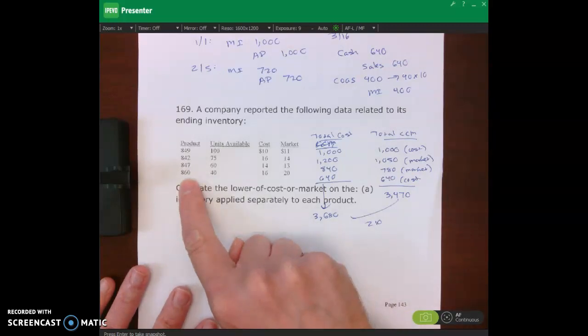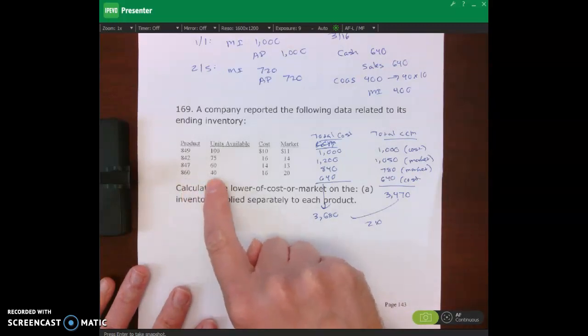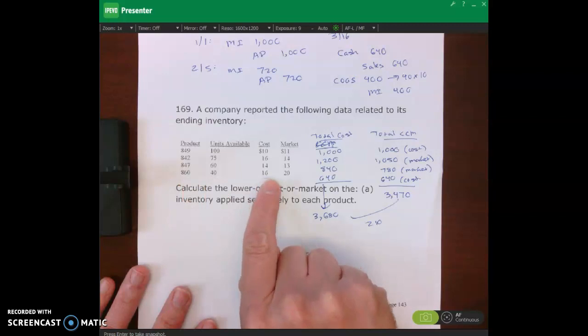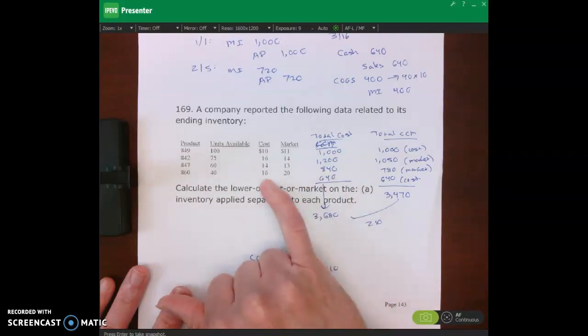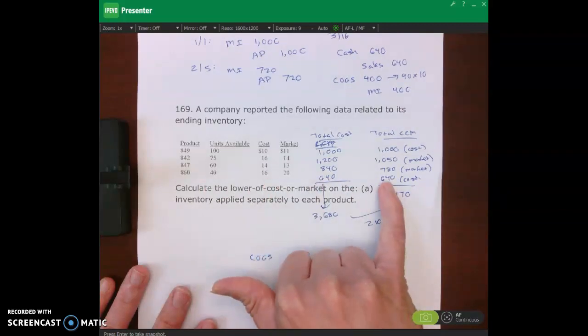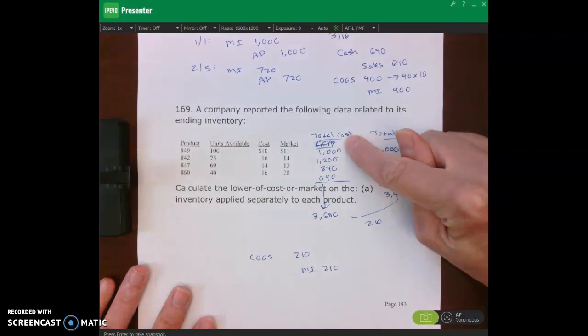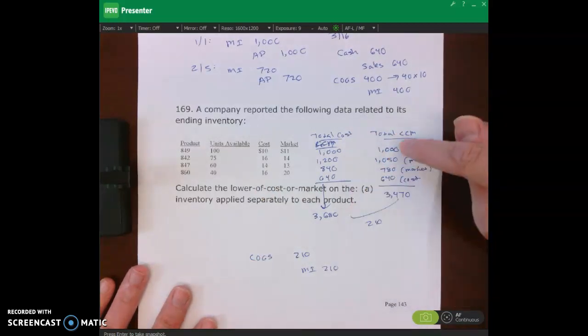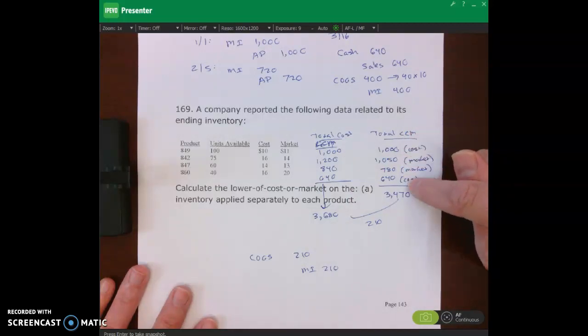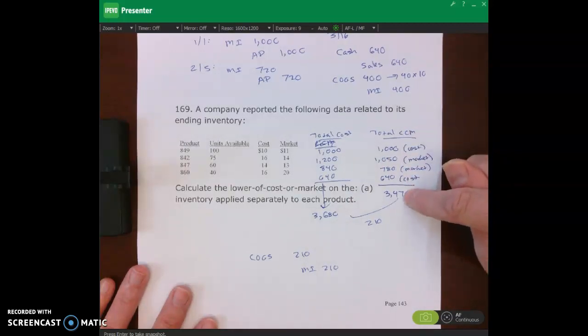And then the final product 860, units available is 40. Cost is 16. Market is 20. Total cost would be the 40 times the 16. That's 640. Which one's lower cost? So my LCM is 640. When I add up all those numbers for total costs, I get a total cost equal to 3,680. When I add up all my total LCM, I get a total LCM, lower cost of market, of 3,470.